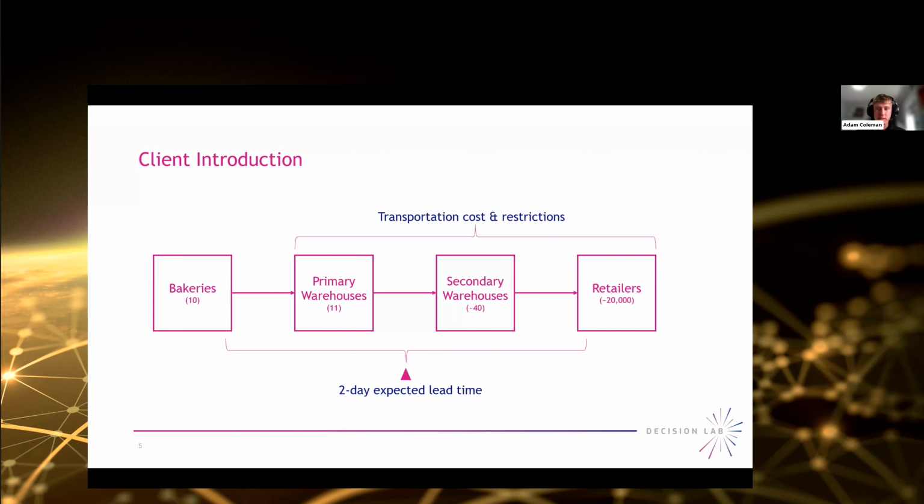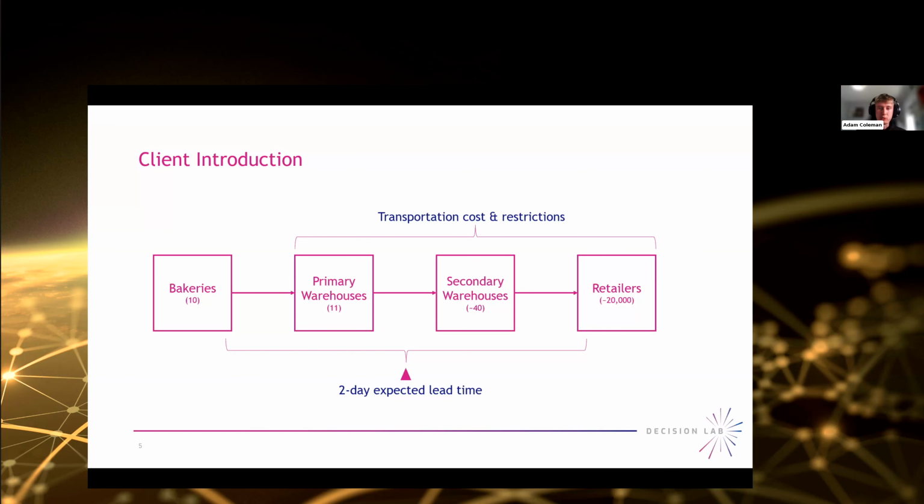So, a bit of client background before I go into the actual details of what we did. Essentially, we have this client, which is a UK-based manufacturer of baked goods. They distribute to retail stores across the entirety of the UK. But they have a strict 2-day expected lead time where products have to get from the bakeries to the retailers from the point that they were demanded.